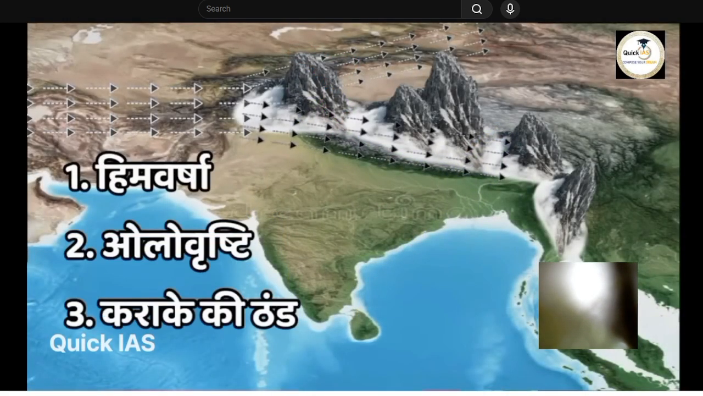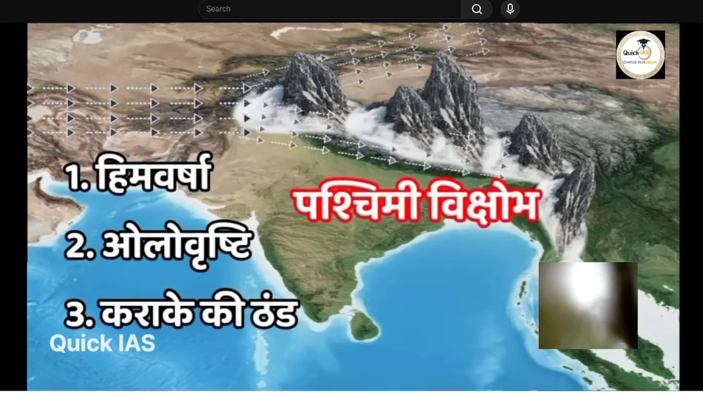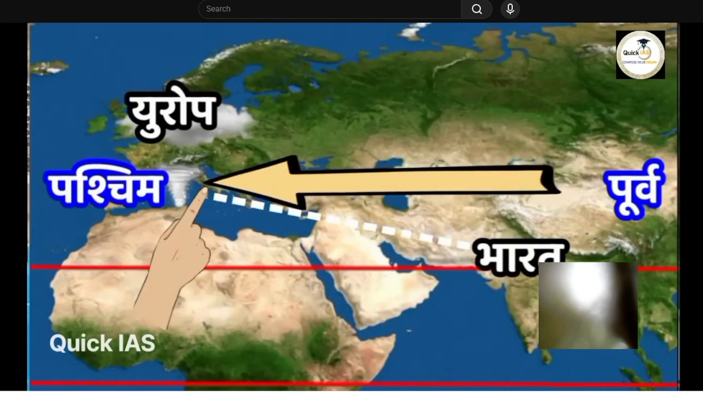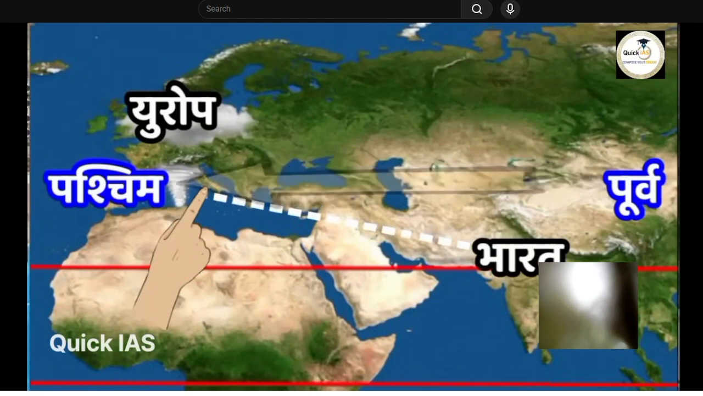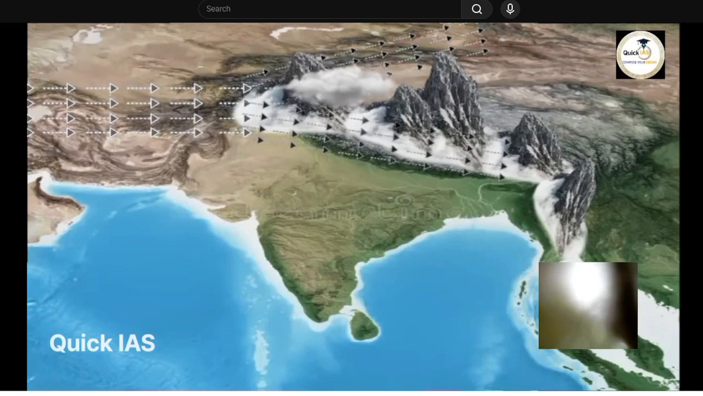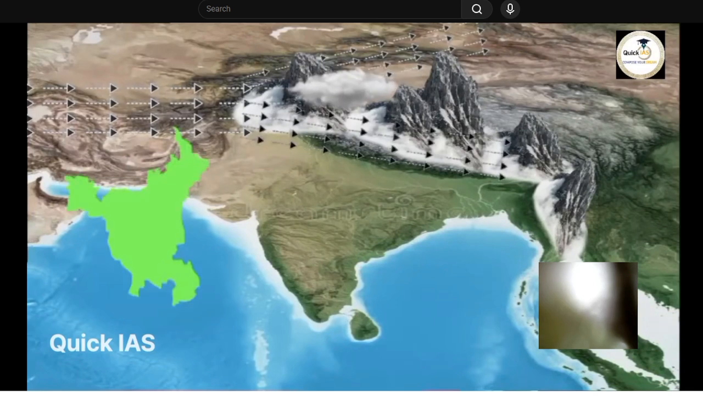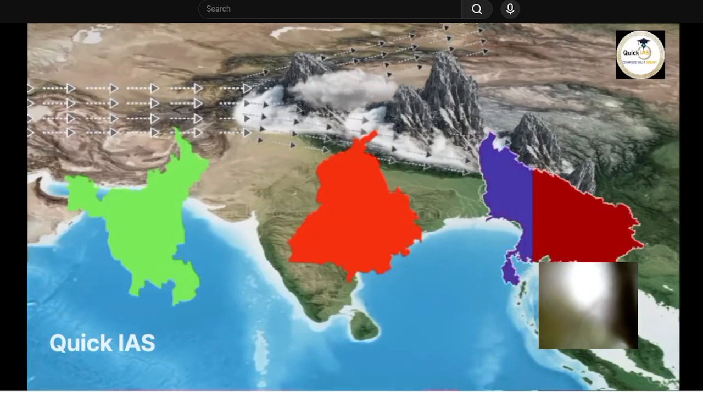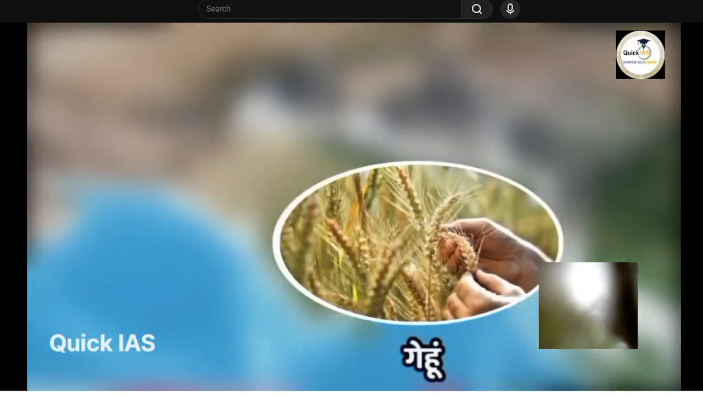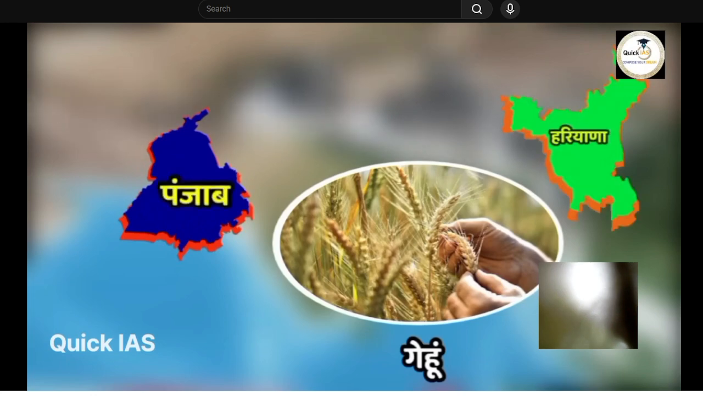Snowfall, hailstorms, and freezing cold are all three events called Western disturbances because Europe lies to the west of India, and this is why disturbances occurred in India. Later, these winds also cause rainfall in Haryana, Punjab, and western Uttar Pradesh. This rainfall is essential for rabi crops.